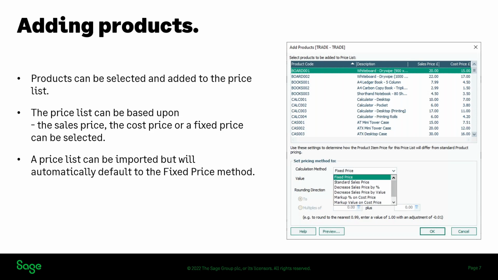Obviously, if you add them individually, you can set a calculation method which is unique to that item on the price list. If you add them in as a batch, they will all use the same pricing method set at the bottom, whatever you set as you add those ones. And obviously, if you need them to be different, then you need to add them individually. So there's a range of pricing methods available as well.